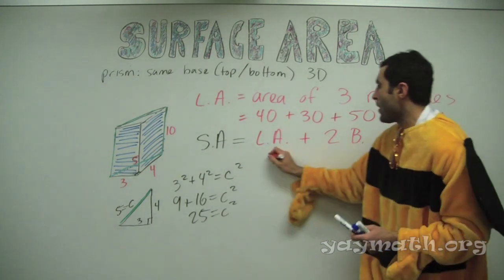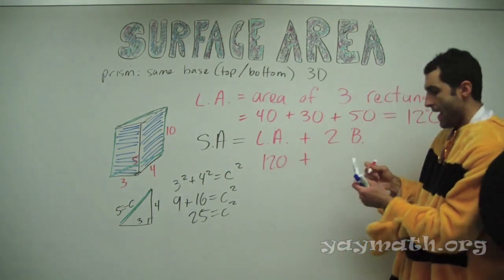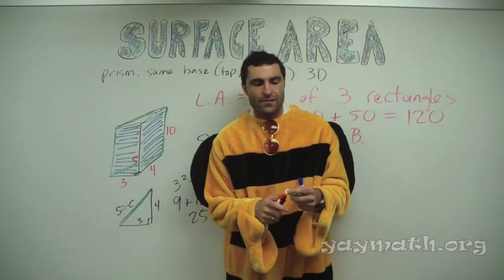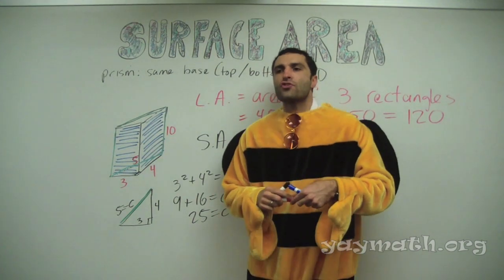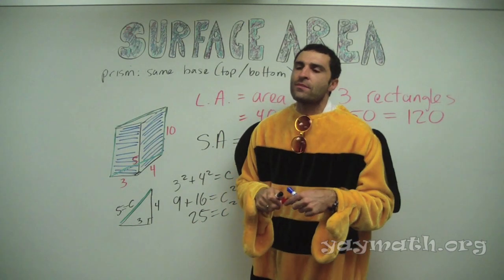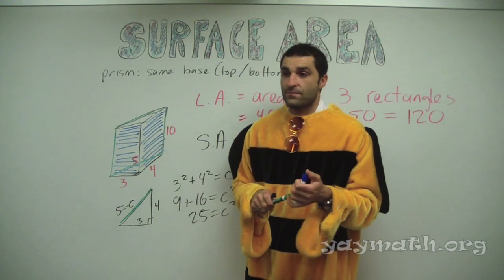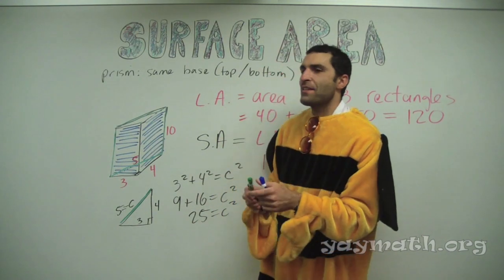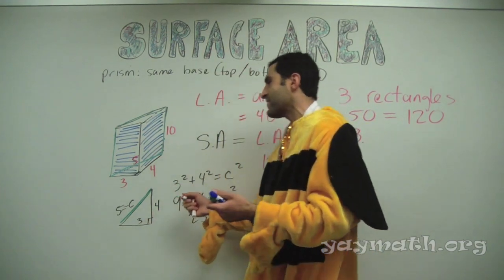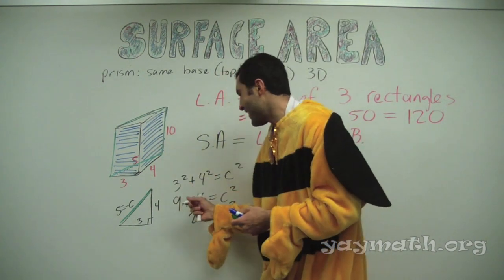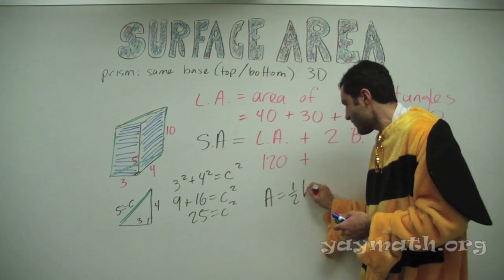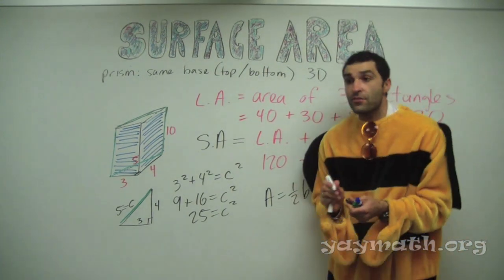Okay, lateral area, we did 120 plus. Now we need the area of the base. We have this triangle. Who recalls the formula for the area of a triangle? We did this yesterday, I wanted to make sure you got it. A equals 1/2 base times height. That's right. You're welcome to stay, hang out. We're making history. So area equals 1/2 base times height. What is the base and height of the triangle, please?